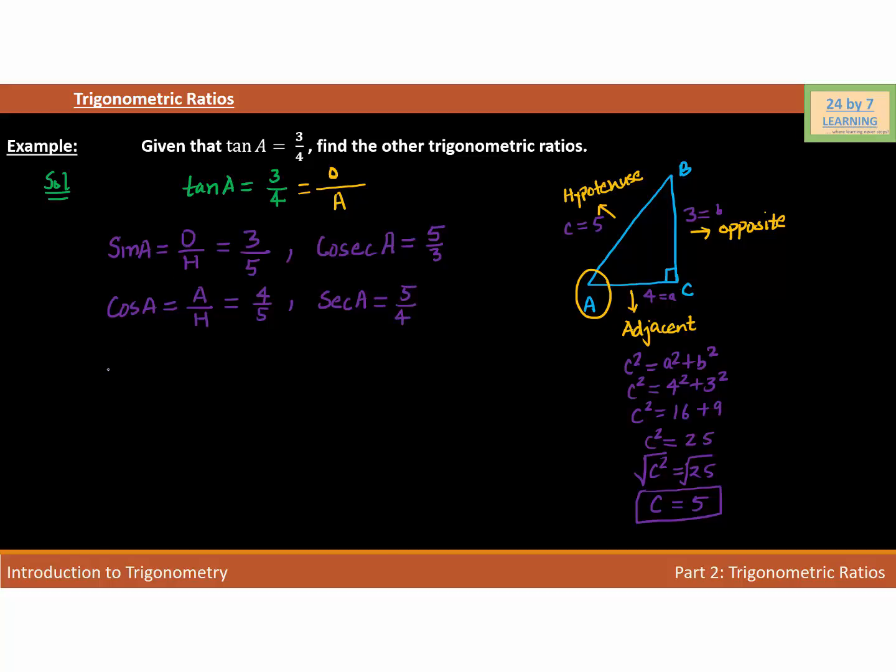Now we have tangent given. So I will write tangent of A is equal to 3 over 4. My cotangent will be the reciprocal of 3 over 4, which is basically 4 over 3. And this is how we find the trigonometric ratios.